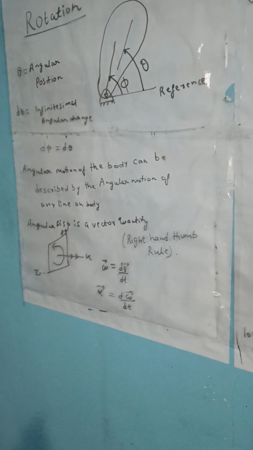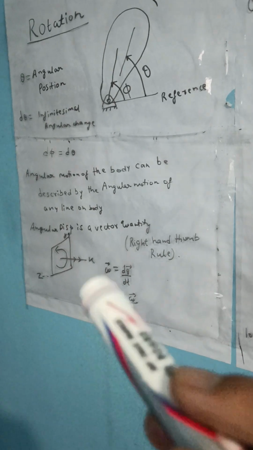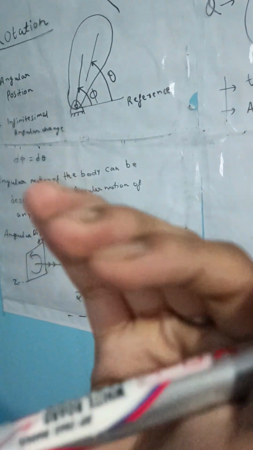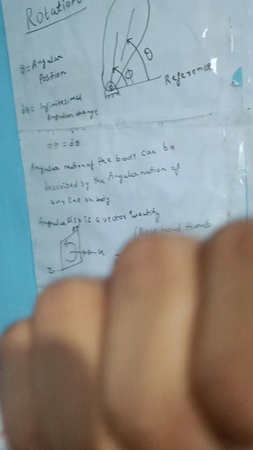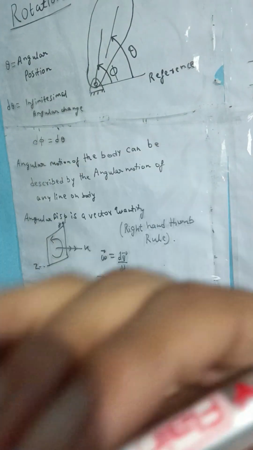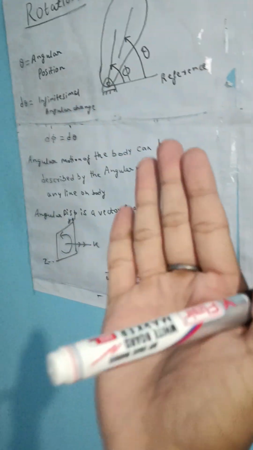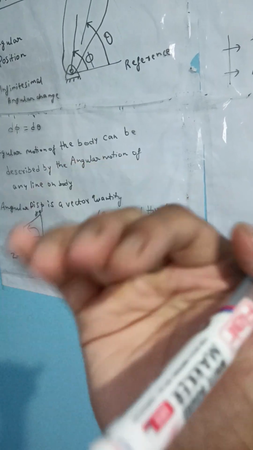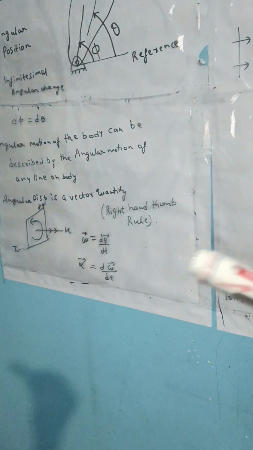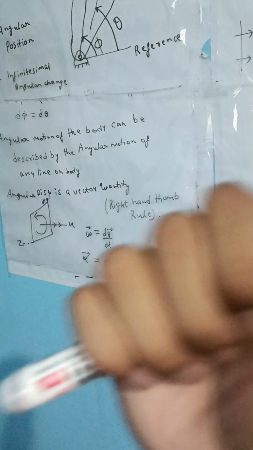Angular displacement is a vector quantity. We take the yz plane. Suppose the body is rotating in this plane like this. So the angular displacement vector is out of the paper by the right hand thumb rule. It is the right hand. Take the right hand curl as the sense of rotation, which is counterclockwise as seen from this side. So the angular displacement vector is like this.